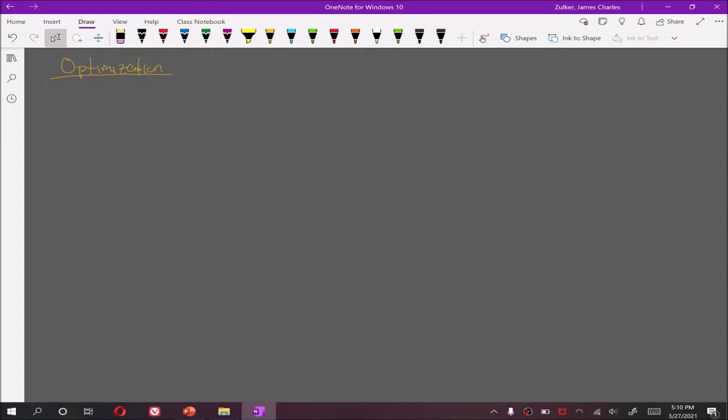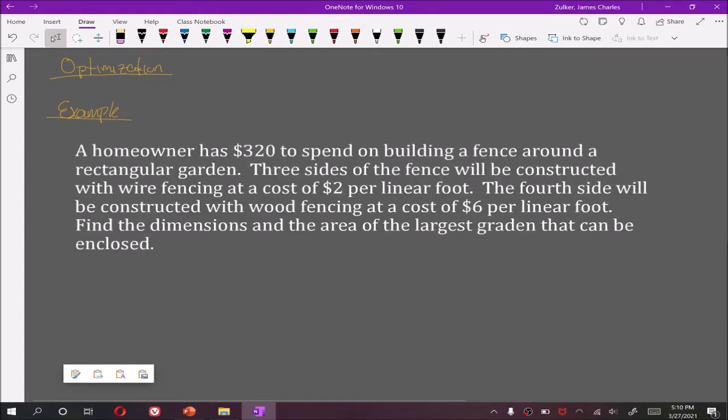For our first example, we're told that a homeowner has $320 to spend on building a fence around a rectangular garden. 3 sides of the fence will be constructed with wire fencing at a cost of $2 per linear foot. The fourth side will be constructed with wood fencing at a cost of $6 per linear foot. We are going to find the dimensions and the area of the largest garden that can be enclosed.